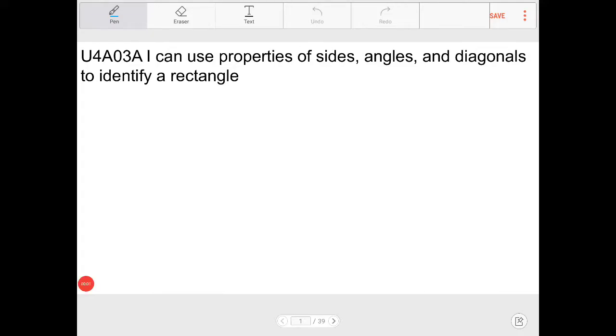Hello students, this is lesson U4A03a. By the end of the lesson, you should be able to say I can use properties of sides, angles, and diagonals to identify a rectangle.